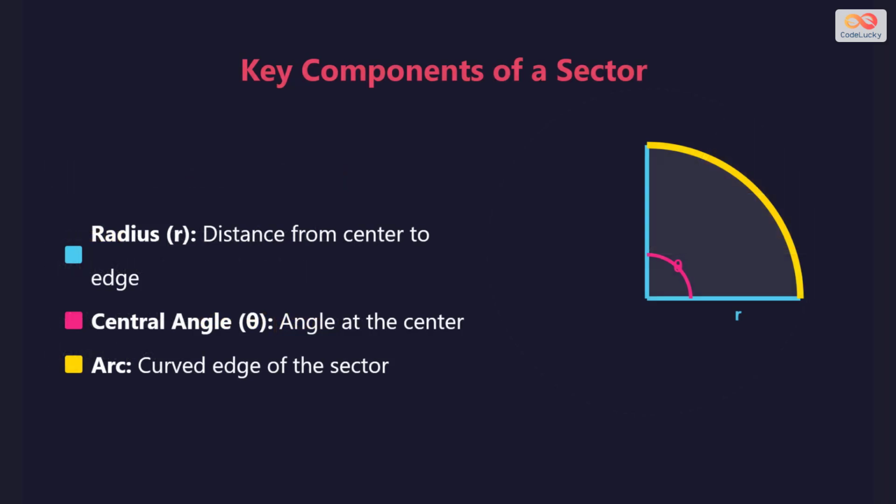To calculate the area, we need to know two specific things about our sector. First, the radius, represented by the letter r, which is the distance from the center of the circle to the edge. Second, the central angle, represented by the Greek letter theta. This tells us how wide our slice is. We also have the arc, which is the curved outer edge.